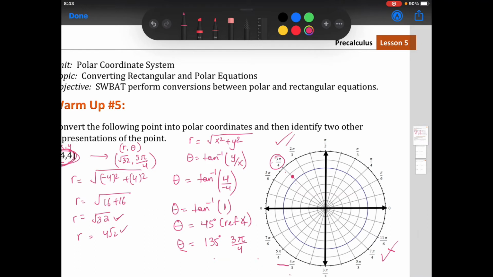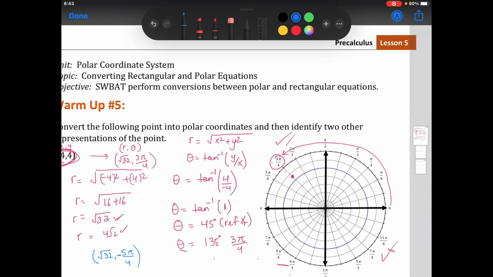Does that make sense? Now it's asking us for two more representations. So 3 pi over 4 was when I went in the counterclockwise direction. I can use the same r. I'm going to use a different color. So it would be rad 32, comma, if I go in the clockwise direction, what would be that angle? That would be negative 5 pi over 4. Or if it's 135 degrees, the other angle would be negative 225, which is negative 5 pi over 4. We're going in the clockwise direction.